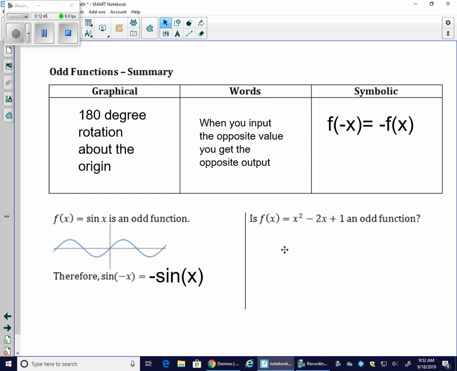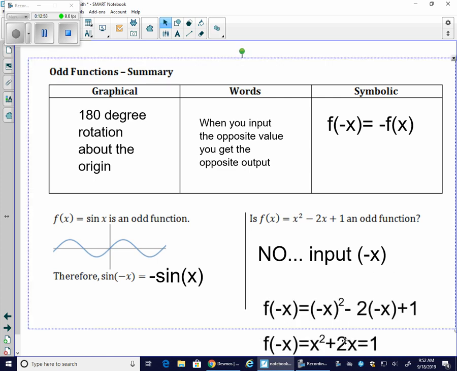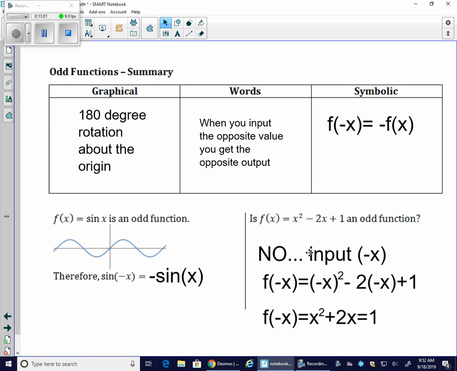Let's wrap this up. Is this function odd? Well, one, it's a quadratic function. So no. One way we can verify this is if I input -x, the algebra is going to reveal that I don't get the opposite of the original function. When I input a -x, I get -x squared, which actually is just a positive x squared. And then this value over here is going to become a positive 2x. And that's supposed to say a +1.